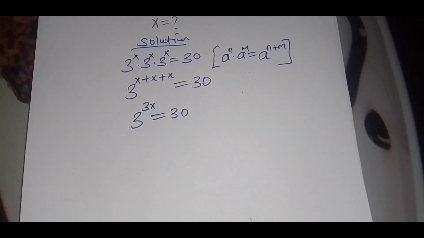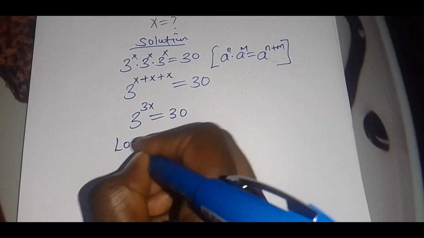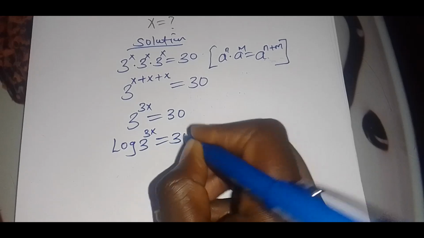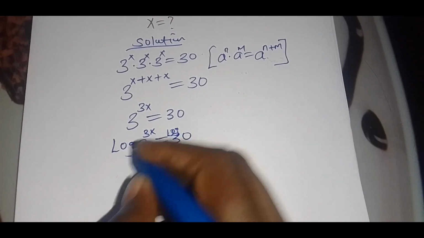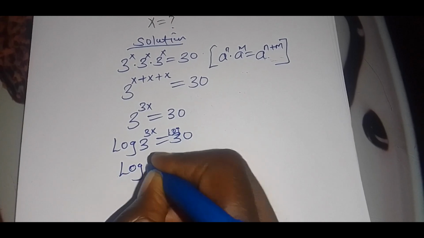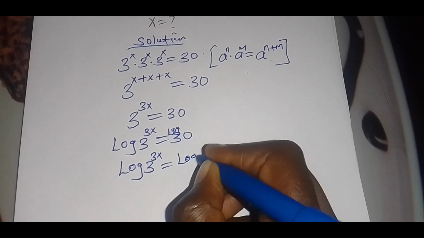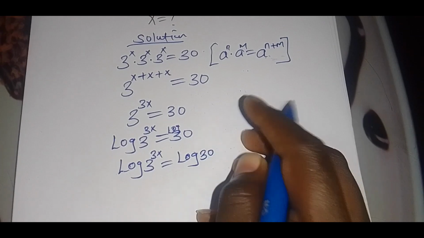Now to solve for the value of x, we introduce the natural logarithm, so that we have log of 3 raised to power 3x equal to log of 30.